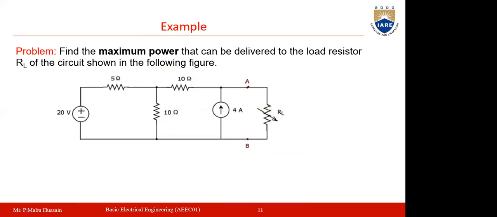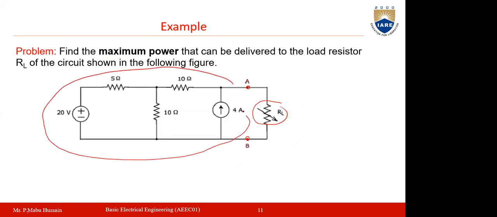So you keep these RL terminals A and B as they are. Now for the remaining circuit, you have to apply Thevenin's theorem. For this total circuit, you have to apply Thevenin's theorem, which is already done. So by applying Thevenin's theorem, this entire circuit you have to replace with one voltage source in series with a resistance. This is called the V Thevenin and this is called the R Thevenin. Now across these two terminals, finally you have to connect the load resistance RL.